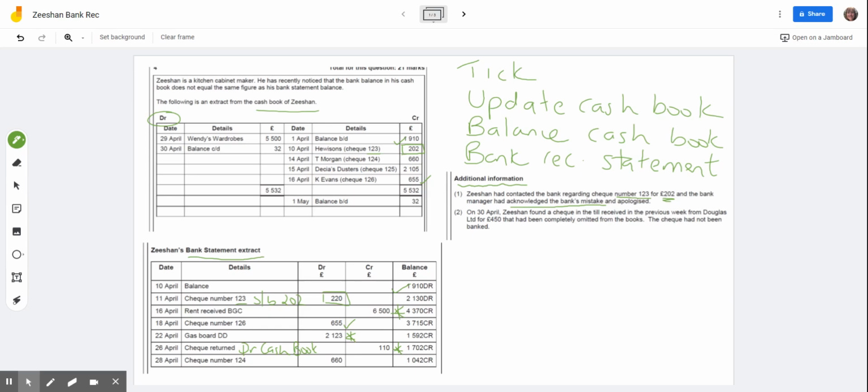First thing, we need to also have a look. It says on the 30th of April, Zeeshan found a check in the till received in the previous week from Douglas Limited for £450 that had been completely omitted from the books. It had not been banked, okay? So we're going to need to debit the cash book with that one because it's a receipt received in the previous week from Douglas Limited, and we will obviously be crediting the Douglas Limited account. We're also going to need to include that as an outstanding banking, so it's going to need to go on the bank reconciliation statement as well, because it hasn't yet cleared the bank statement, obviously, because it's sat in Zeeshan's till.